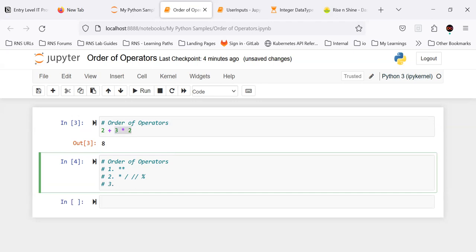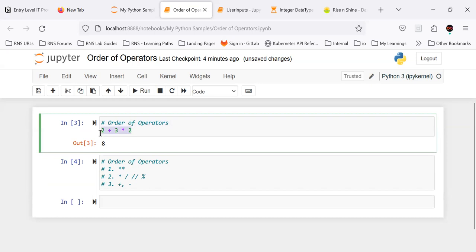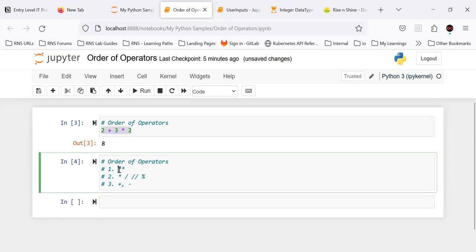Then third, the plus and minus operators, which have the least precedence. Whenever you are evaluating arithmetic operators, you need to keep these points in mind. So how does the interpreter do this internally? First it gives priority to this one.